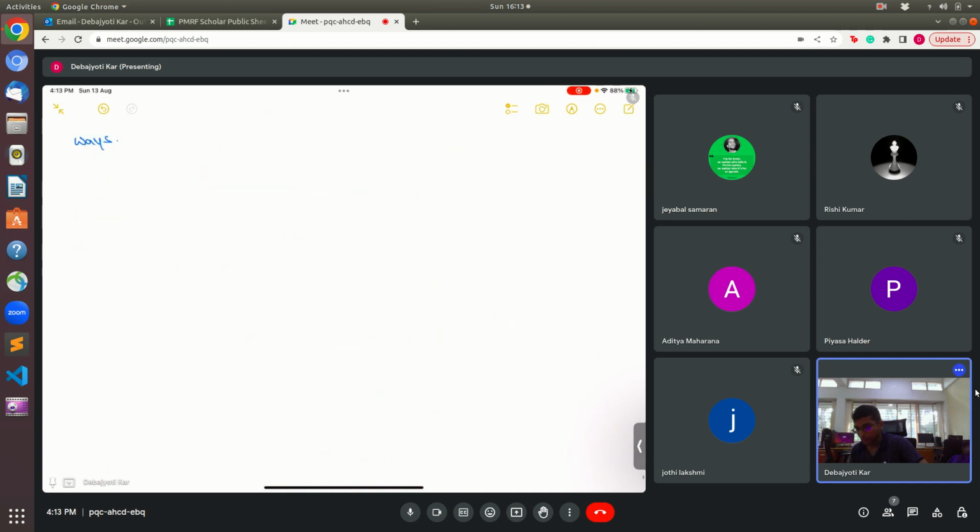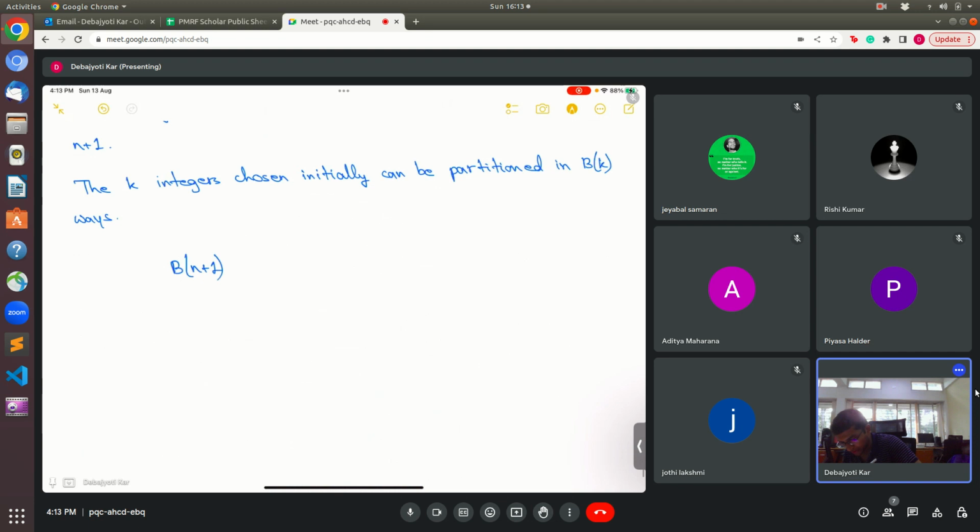So hence, what is B of n plus 1? The number of ways of partitioning. You take the sum from k equal to 0 to n. In n choose k ways, you select the k numbers which will not belong to the partition containing n plus 1, and then partition these k numbers in B of k ways, right? This gives the number of ways of partitioning the first n plus 1 natural numbers. So hence, we are done.